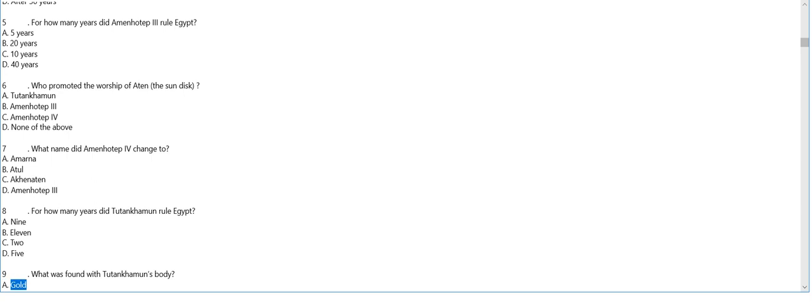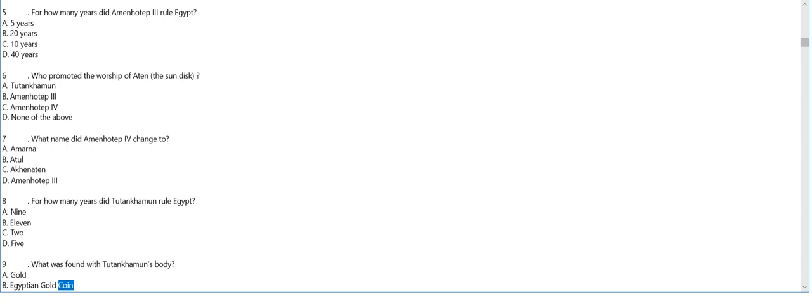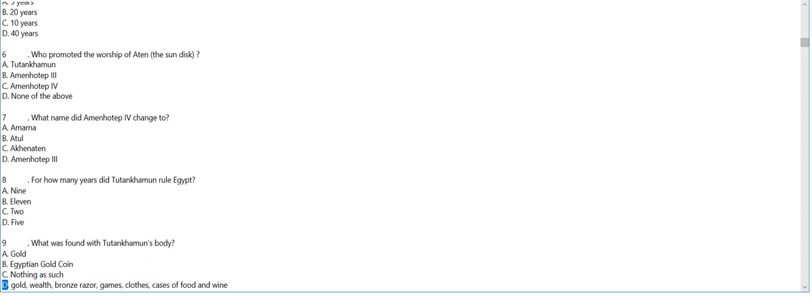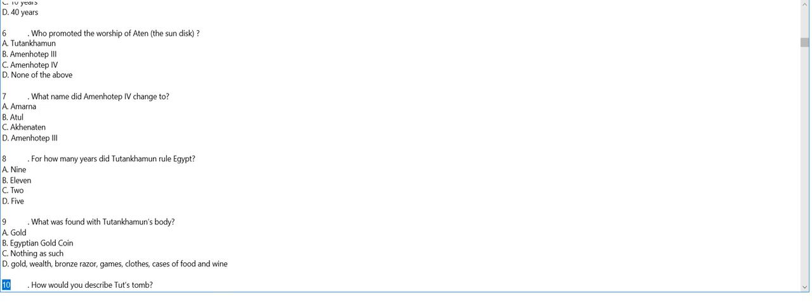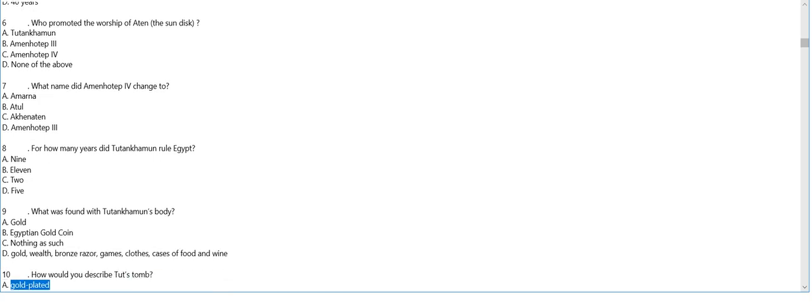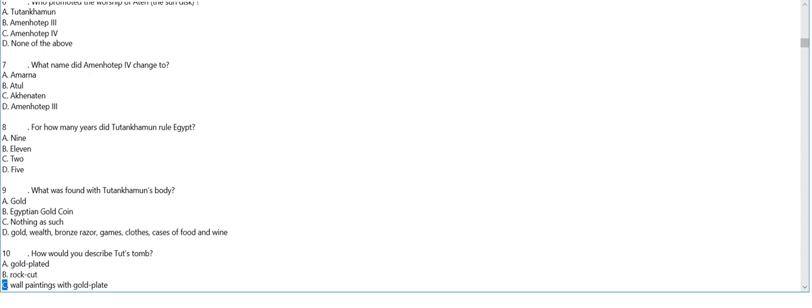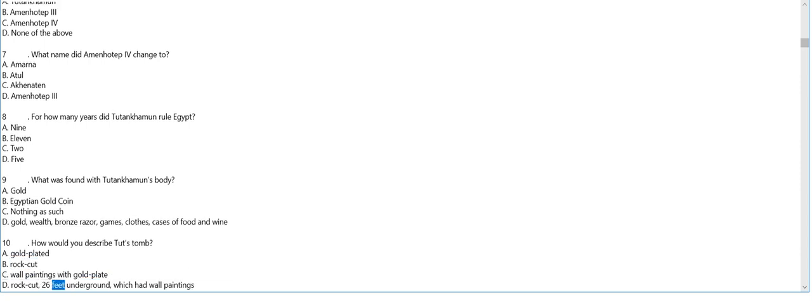9. What was found with Tutankhamun's body? A. Gold. B. Egyptian gold coin. C. Nothing as such. D. Gold, wealth, bronze razor, games, clothes, cases of food and wine. 10. How would you describe Tut's tomb? A. Gold-plated. B. Rock-cut. C. Wall paintings with gold plate. D. Rock-cut, 26 feet underground, which had wall paintings.